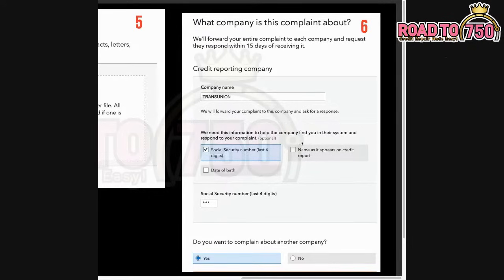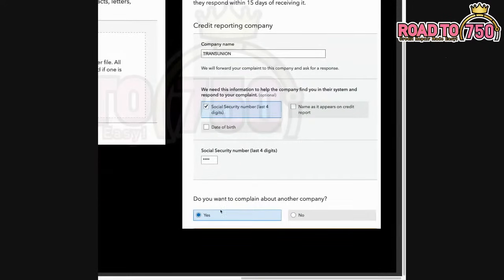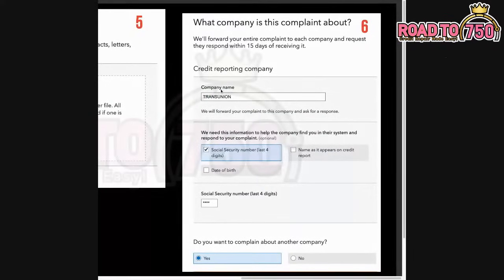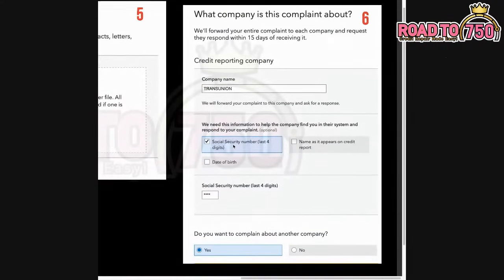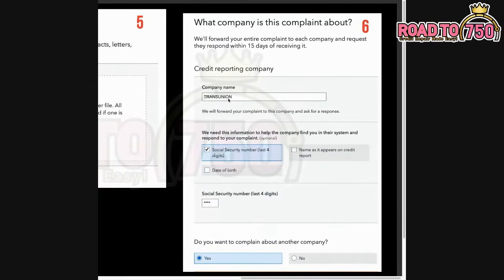I don't know why I didn't select them all in the screenshots, but I want you guys to select all 3 of these, so that there's no confusion as to who they're talking about, if they can find you, etc. Then it says, do you want to complain about another company? Yes. You would then do this same method and put Experian. And then, yes, you would do the same method and put Equifax. You need to file 3 different complaints, one per credit bureau.